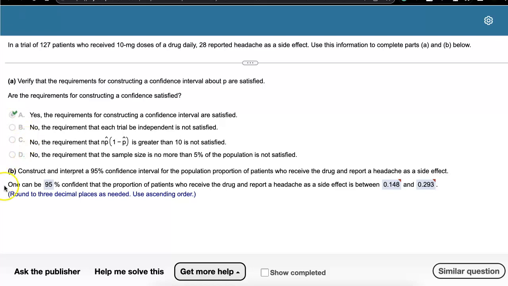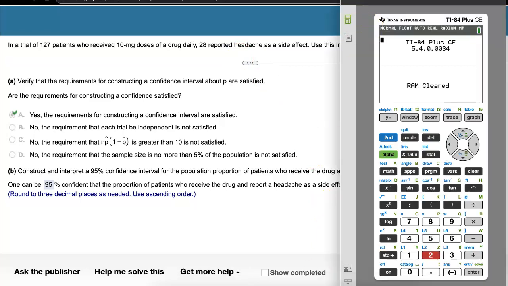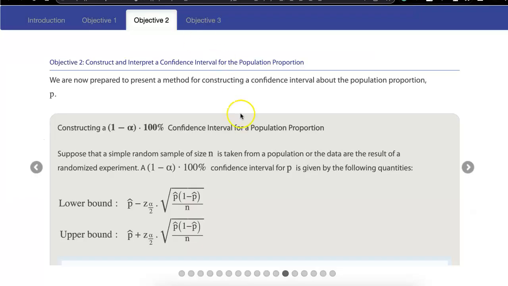For this example, I'm going to focus here only on part B, how to construct the 95% confidence interval for a population proportion. So we do have some information up here at the top that we're going to take note of. And one of the first things that we do is we find that point estimate, which here to do so, we would do 28 divided by 127. So it's approximately 0.22.